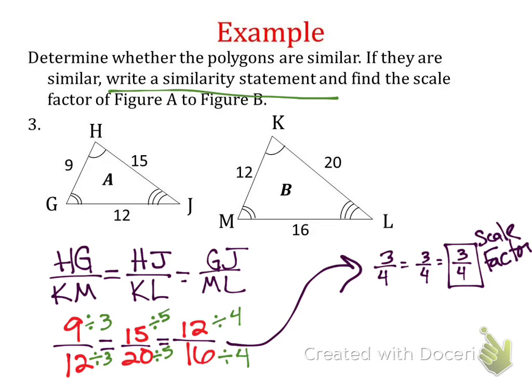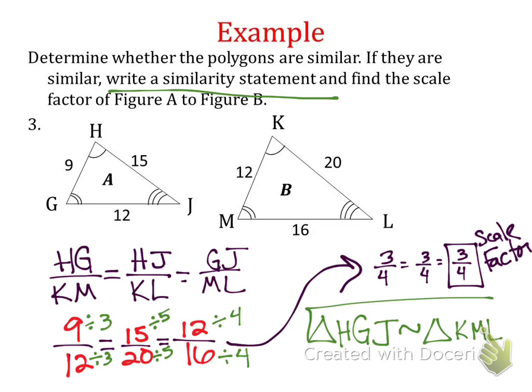I'm going to put this in green. Write a similarity statement. A similarity statement is where you have triangle blah blah blah is similar to triangle blah. So that's what we used to do with, like, triangle HGJ is similar to KML. It's practicing the new notation of the similar sign. You might be like, wait, what's the similar sign? That is the similar sign, that tilde. So scale factor is 3/4. We've got similar triangles.